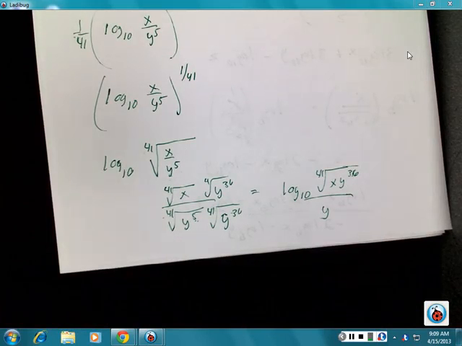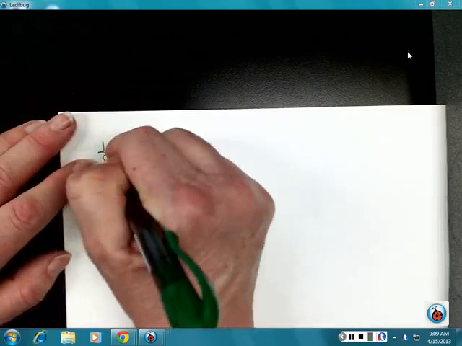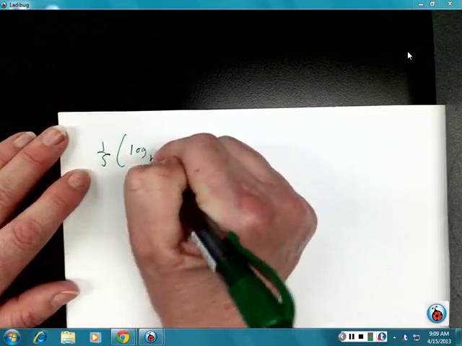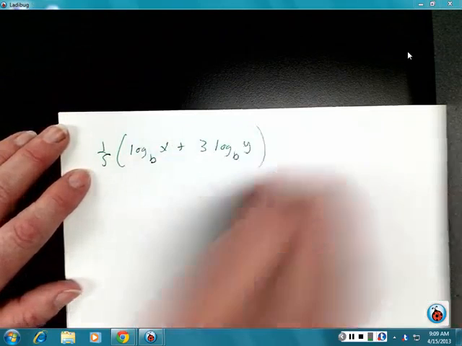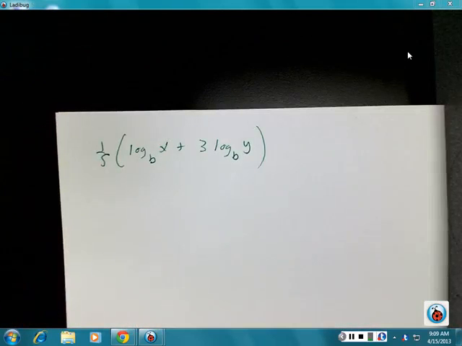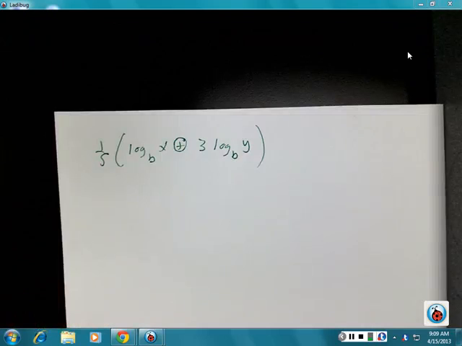Let's take a look at another one that's similar to that. So you have at least a couple of them in your notes. This one is 1/5 parenthesis log b x plus 3 log b y. And this one's not as detailed because it's got an addition in the middle. And additions, of course, means it's going to come back as a what? If it's an addition, it's going to become a multiplication.